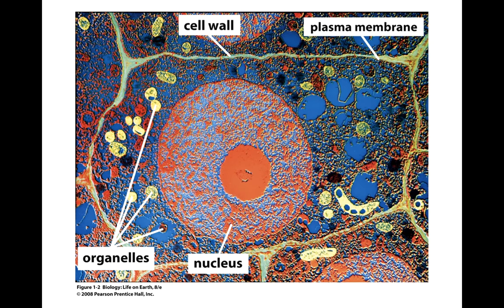Okay, here we have the cell wall, plasma membrane, organelles, nucleus. Do you guys know what this cell is? Is it a plant cell or an animal cell? It's an animal cell, okay, guys. Plant cells are the only cells that have a cell wall. Actually, nucleus and all stuff like that.